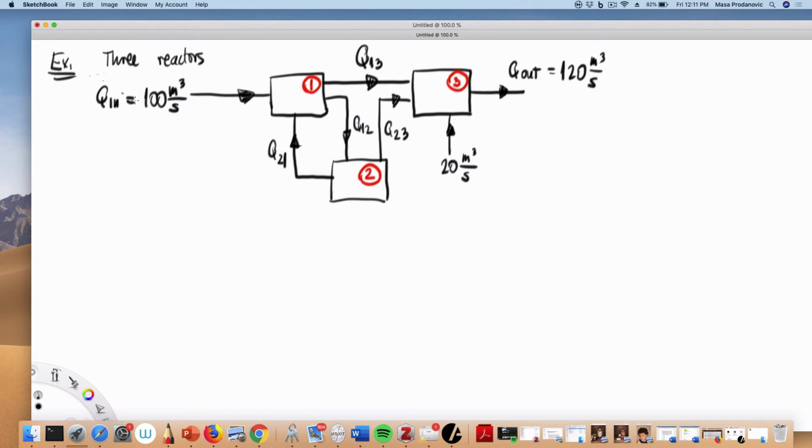All right. So steady state flow implies that whatever comes in has to come out.